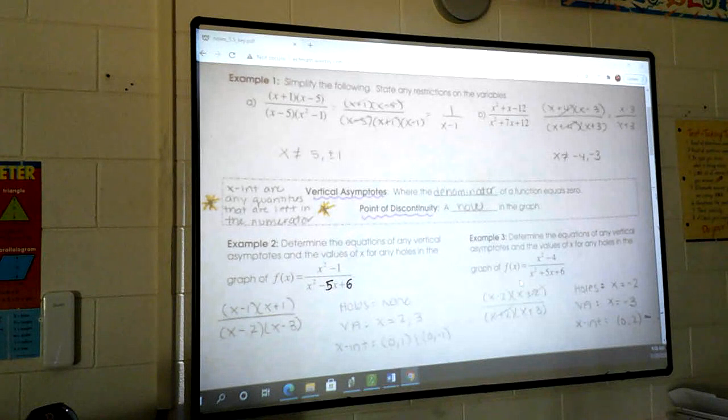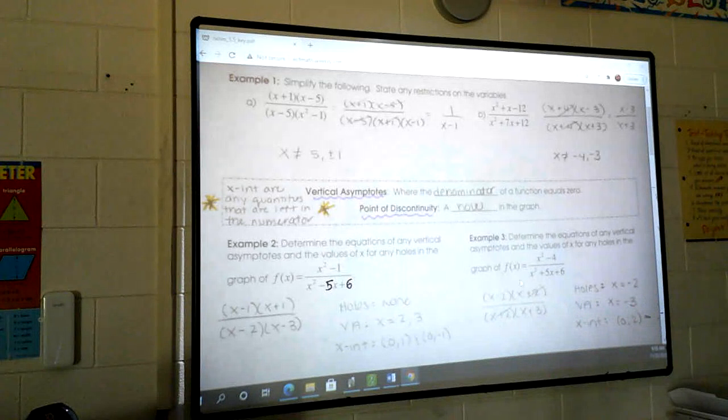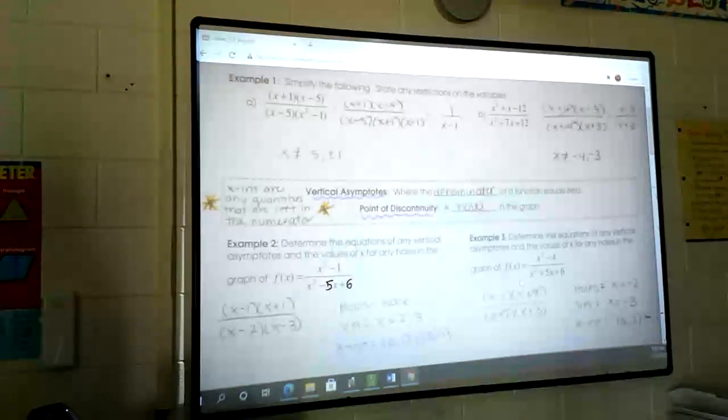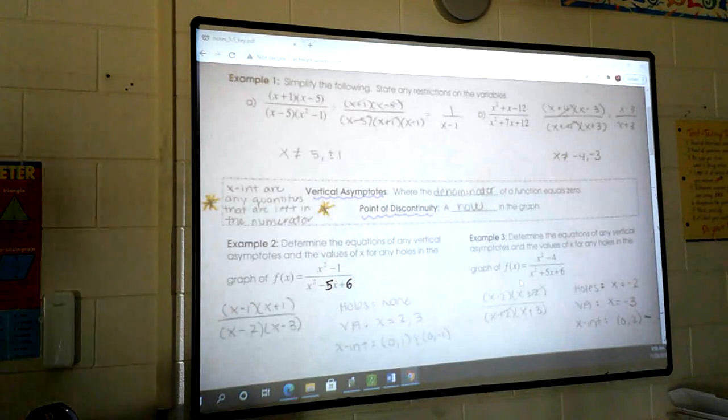So in this one, we actually had something cancel out. When something cancels out, it creates a hole in the graph. So that's how you know if there's a hole or not. So in example 2, there was not a hole in the graph because nothing canceled out. In example 3, there is a hole in the graph because the x plus 2's cancel out.